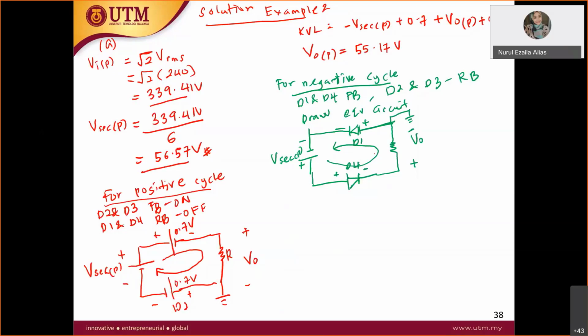So your KVL will be the same: negative V secondary peak plus 0.7 plus V out peak plus 0.7 equals 0. And then you will get your V out peak the same value, which is 55.17 volt. Let me write properly here. All right, so this is the value.